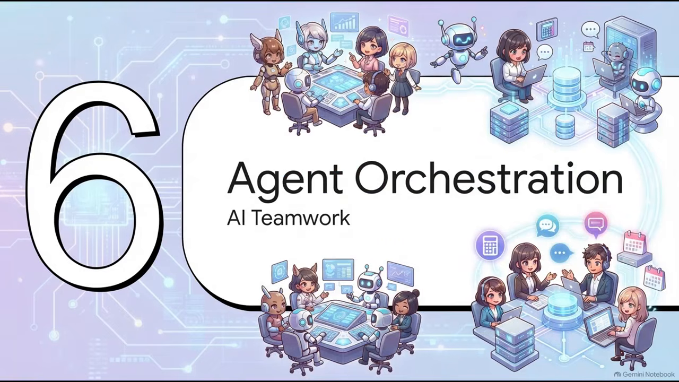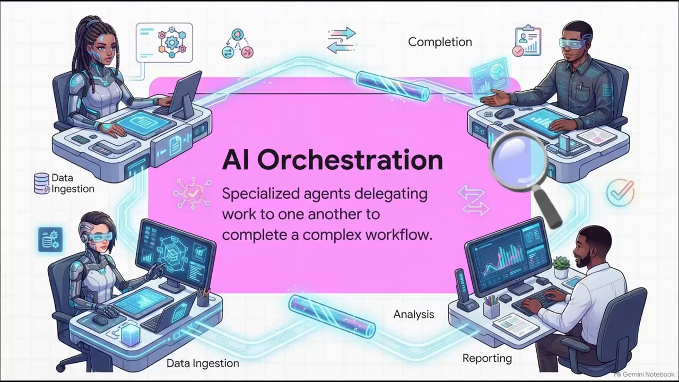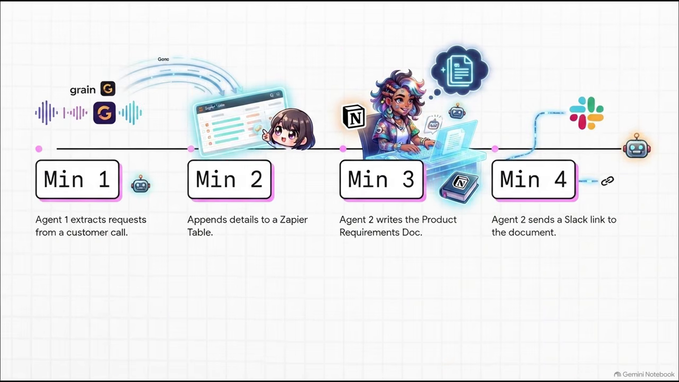Section 6. Multi-agent orchestration. For our final mastery technique today, I need you to hear this. If you have multiple agents built, but you are still manually copy-pasting data between them, you are doing it wrong. Enter multi-agent orchestration. This is basically AI teamwork. Just like a real business has different departments, you can build specialized agents and allow them to delegate work to each other. They literally pass the baton to complete a massive workflow without you lifting a finger. Let's walk through a real-world workflow to see how smoothly they share data.